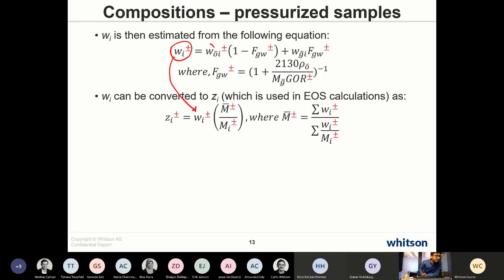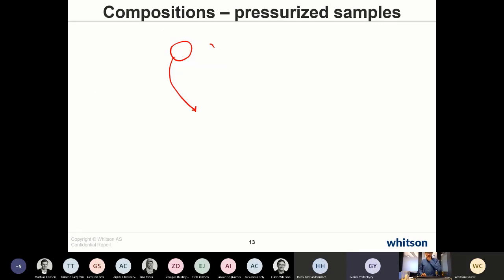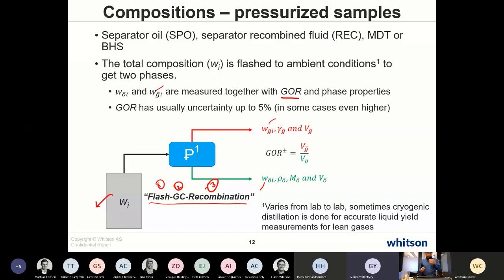Gulnar, in your previous slide, you showed us the flash. My question is, will the flash condition affect the result of the GC? For example, if you heat up to 80 degrees, or to the reservoir temperature, which is 60 degrees, or you do it at ambient room condition. So you mean if you do a flash at a different temperature than ambient, does it affect the composition we are calculating here? Yes, the total composition, right?